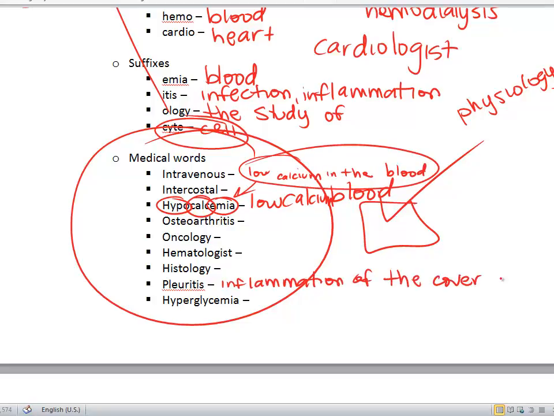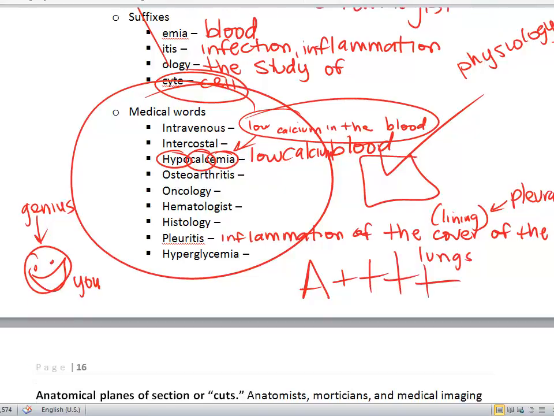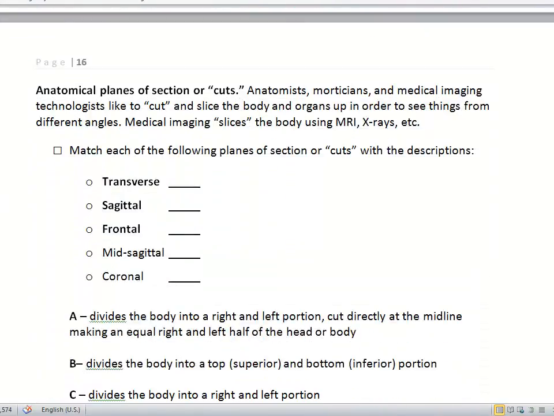Keep your definitions simple, and I think you'll have an easier time trying to remember them. If you didn't even know what pleuritis was, but you remember that pleura and itis is inflammation of the pleura, or inflammation of the lining of the lungs, or the cover of the lungs.